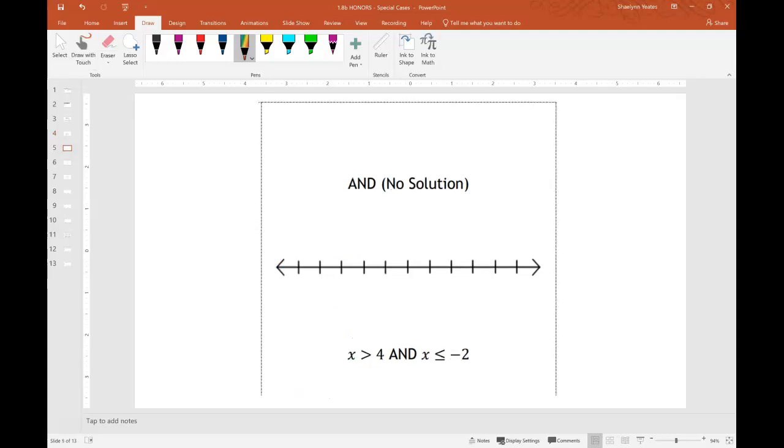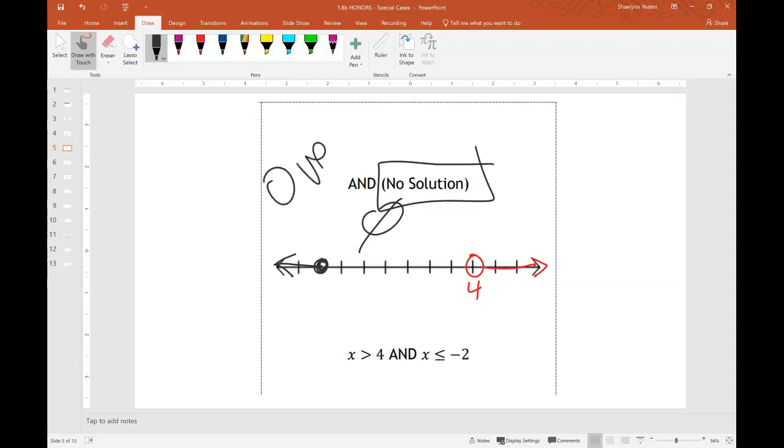All right, let's take a look at another one. So here's an "and" that has no solution. Remember, "and" is only overlap. So x is greater than 4, so let's go to that 4, open circle, pointing to the right. x is less than or equal to negative 2, so let's make this negative 2, pointing to the left. There's no overlap, so this would be no solution. All right, that's an example of a no solution, and you're looking for overlap.